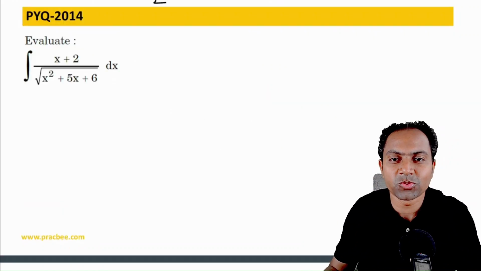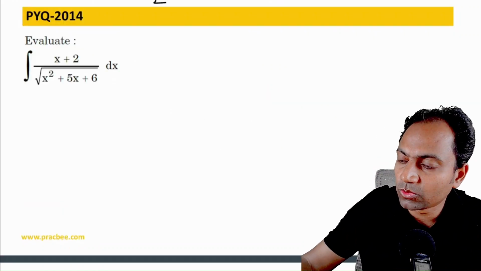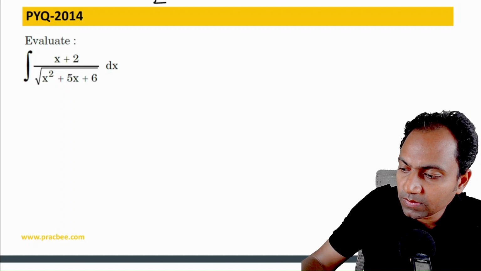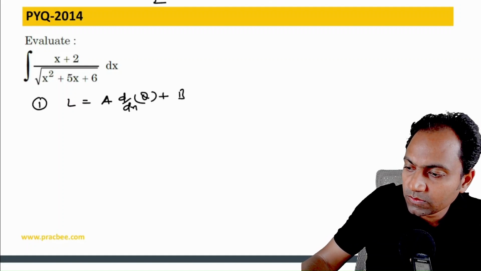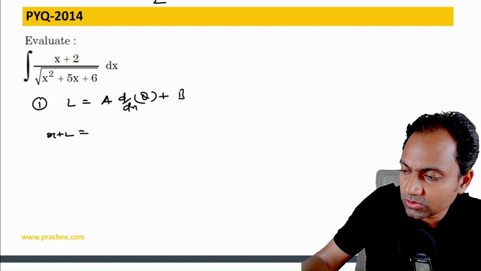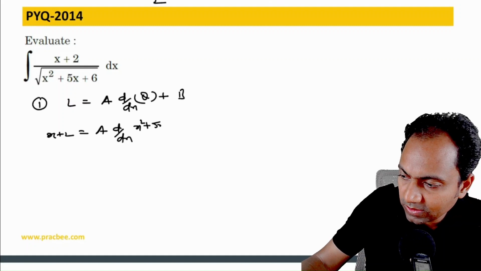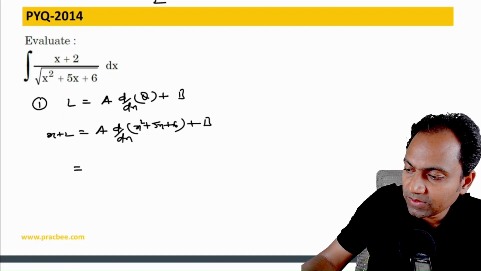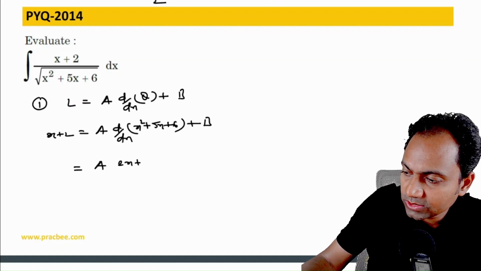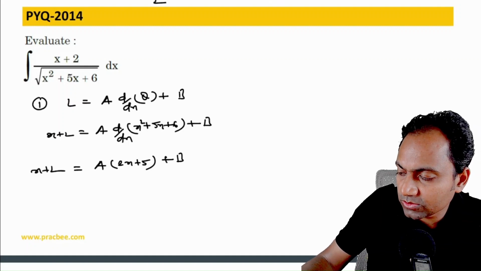If I look into this 2014 question, it talks about linear by root of quadratic. So what I can do is use a similar technique. Linear is equal to a times derivative of quadratic plus b. So if I apply this, my linear is nothing but x plus 2, and my quadratic part is x square plus 5x plus 6. So if I simplify this, I get a into 2x plus 5 plus b. And this is equal to x plus 2.